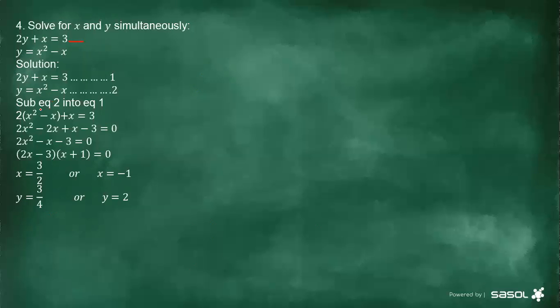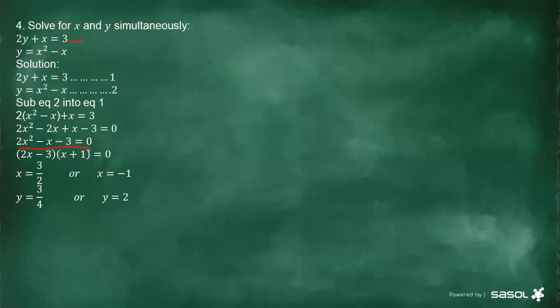And then you can see, substitute equation 2 into 1. Then here, instead of y, you write x squared minus x. Then from there, you open the bracket, and then you add the like terms. So the standard form is going to be 2x squared minus x minus 3 equals 0. Then from here, you start factorizing.